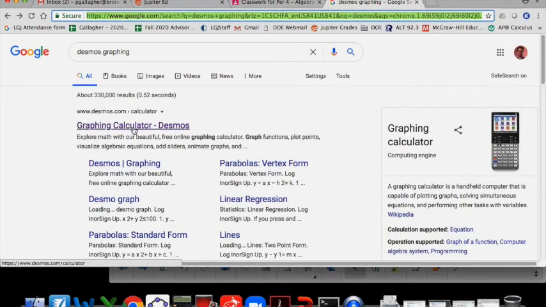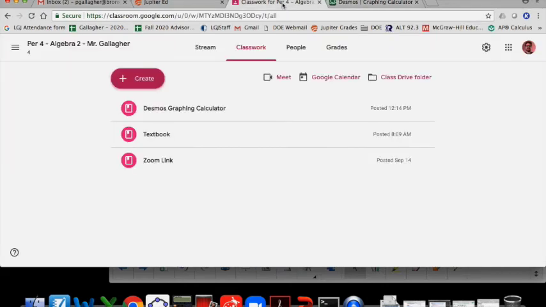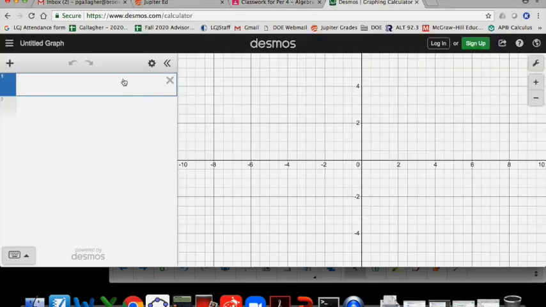Some of you may have already used Desmos before. It's a really handy graphing calculator. Also, I have it under one of our resources, Desmos Graphing Calculator. You just click it, and there's the link. So let's see how we would go about doing this.